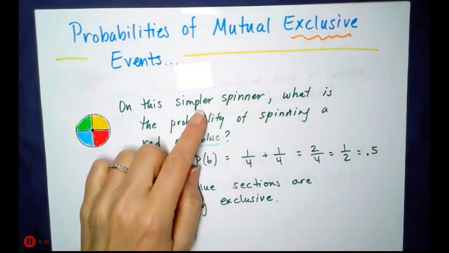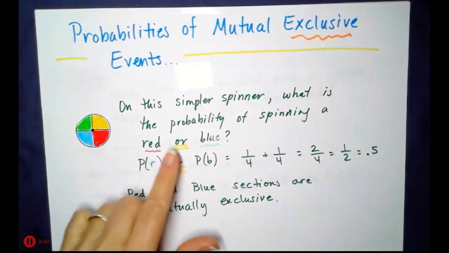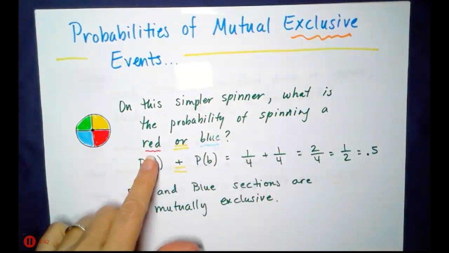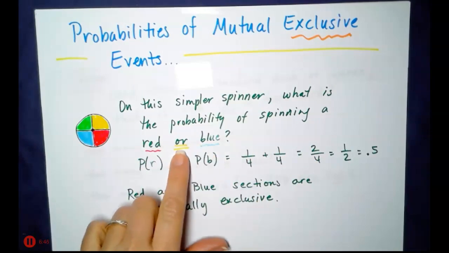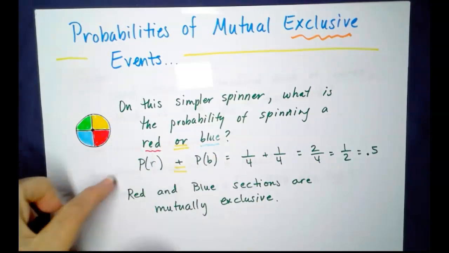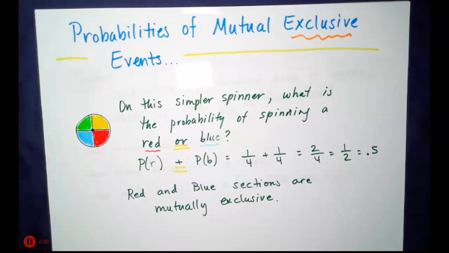On this simple spinner, the probability of spinning a red or blue. So notice the word or here. Is there any spot on the spinner that is red and blue at the same time? Because if there was a spot that was red and blue, then they would not be mutually exclusive. But red and blue are mutually exclusive because there is no overlap.